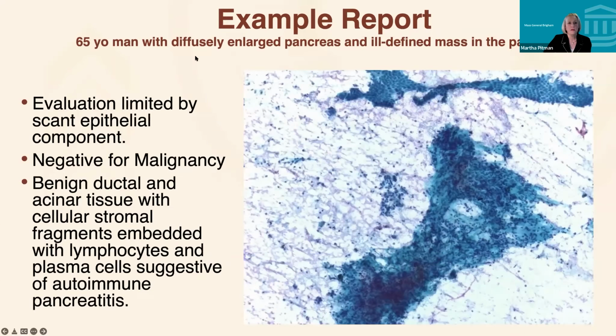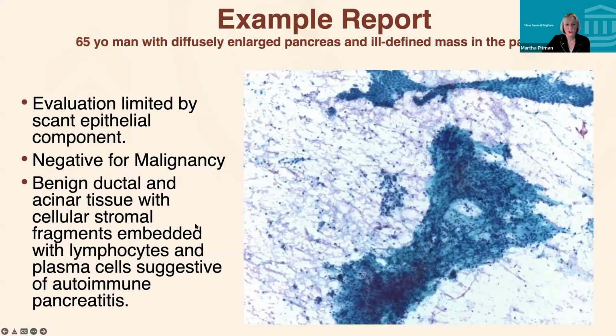Here's an example, a 65-year-old man with a diffusely enlarged pancreas and an ill-defined mass in the pancreatic head. We can say there's a scant epithelial component because the smears are dominated by these very cellular stromal fragments embedded with inflammatory cells in an inflammatory background. Negative for malignancy, or you could say benign.